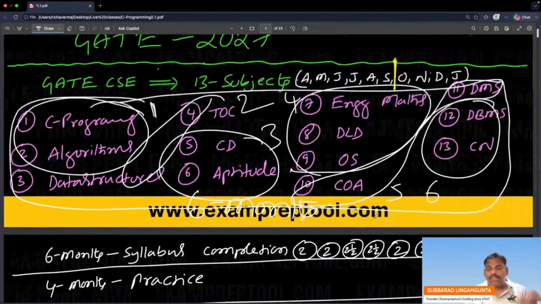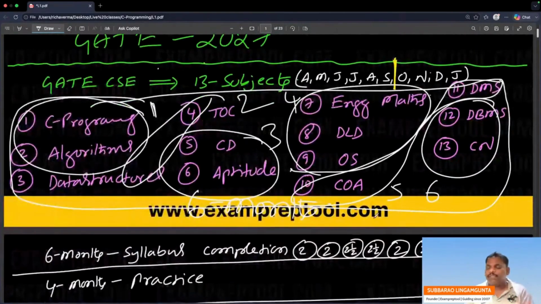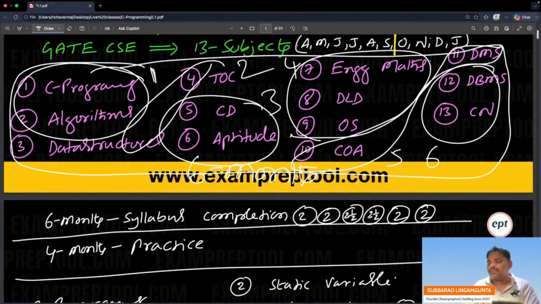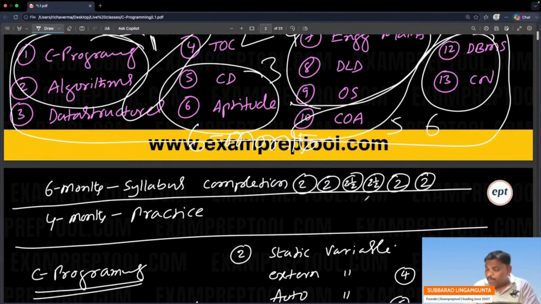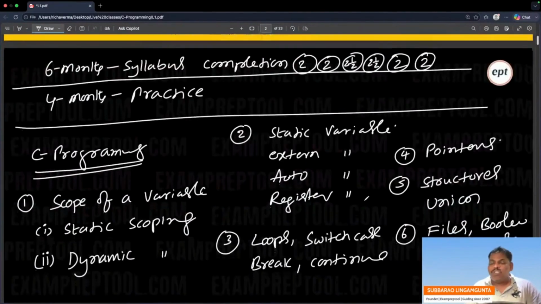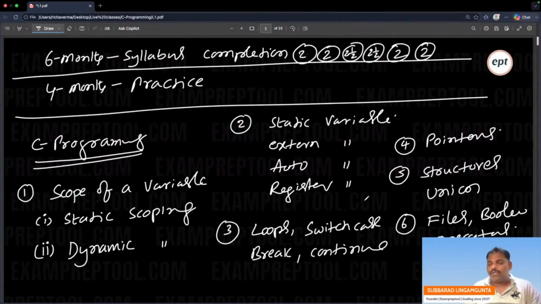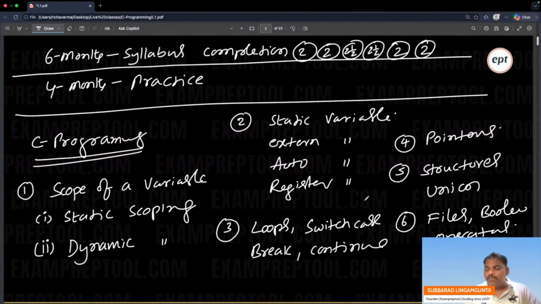I said very clearly to you, 13 subjects, we have 10 months. Out of them, 6 months for syllabus completion, 4 months for practice. 6 months, how? Every month, 2 subjects you do. 2 months you work hard. If you can implement whatever I am saying, in 1 year only you will complete the GATE exam. In 1 year only, you will get a nice rank. In the EPT, most of the people get the rank in 1 year only.